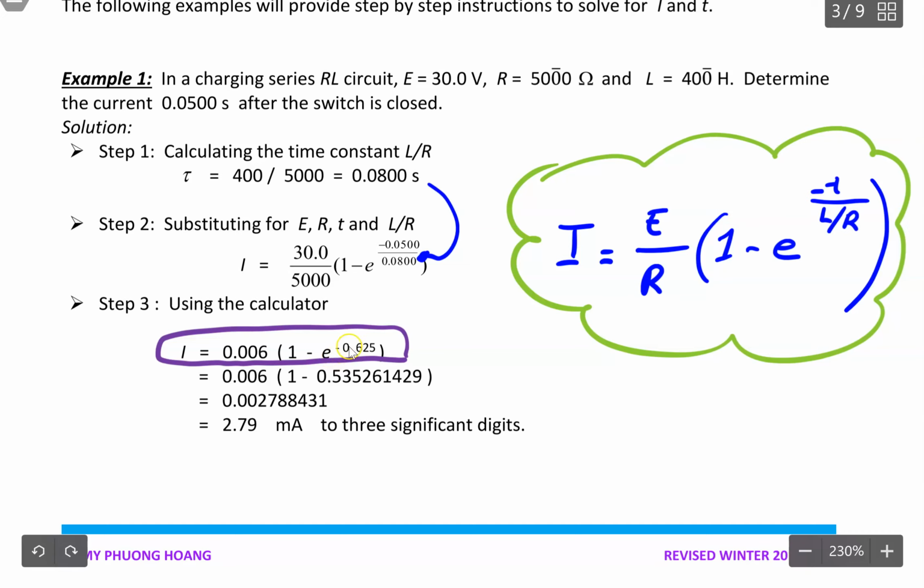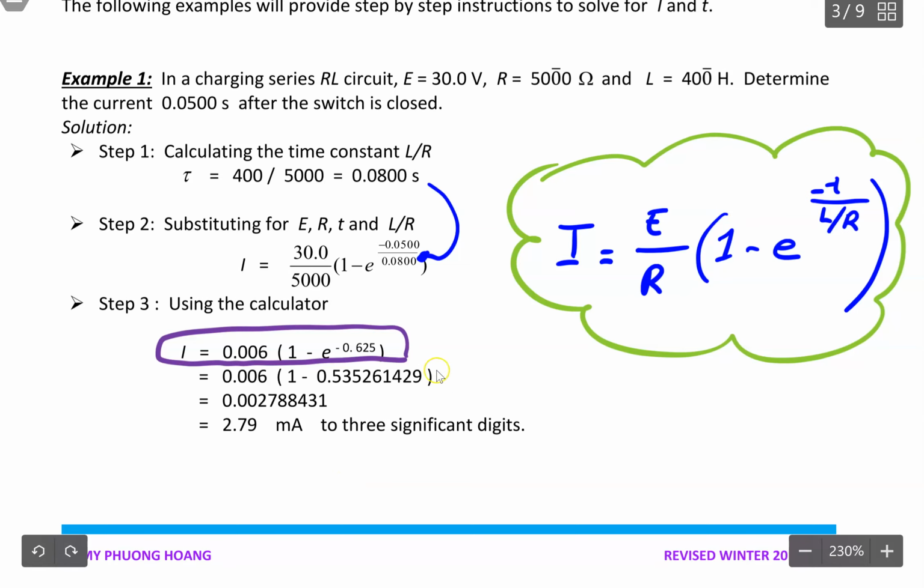You see e raised to this exponent, negative 0.625. If I use my calculator, it will give me this value, 0.535261429. I try to write as many digits as I can to present it to everyone, so that at the end we round to three significant digits, and then it's more accurate.